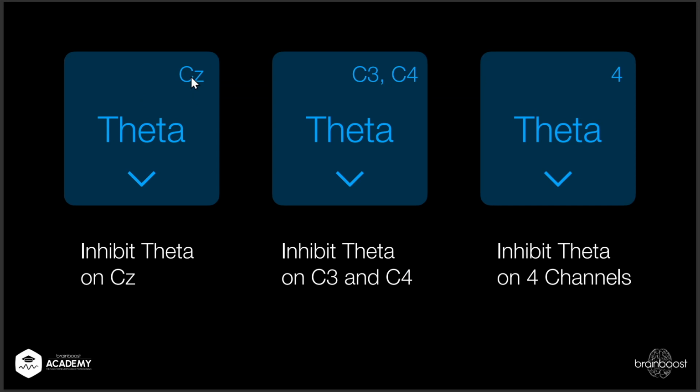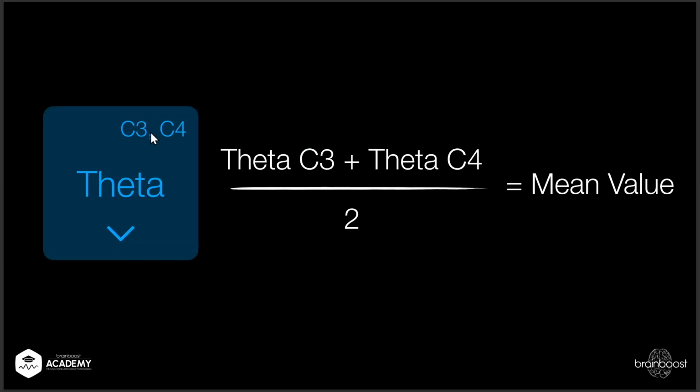This theta on CZ says inhibit theta on CZ because there's an arrow pointing down. This says inhibit theta on C3, C4, and this says inhibit theta on 4 channels. If you see this, it means it's one bar. It says theta on position C3 plus the amplitude of theta on C4 divided by 2, so you have a mean value of both of these.